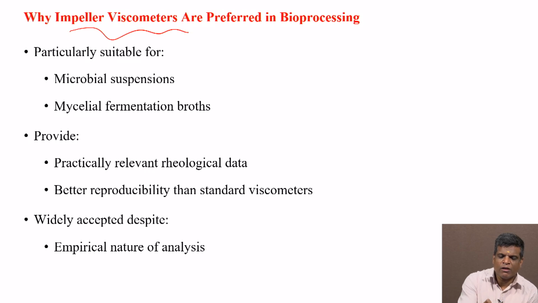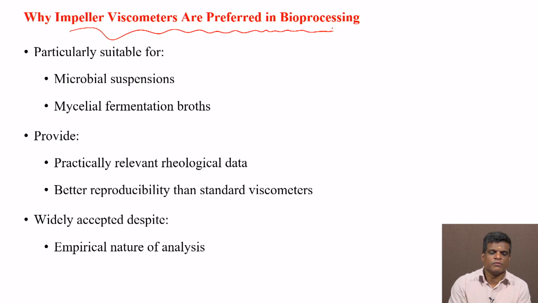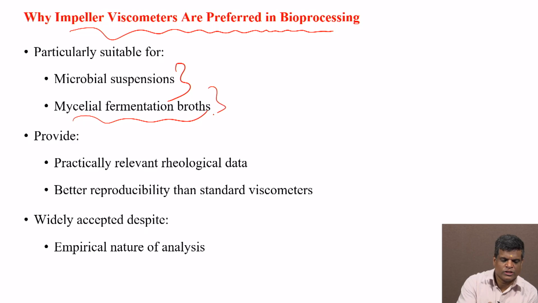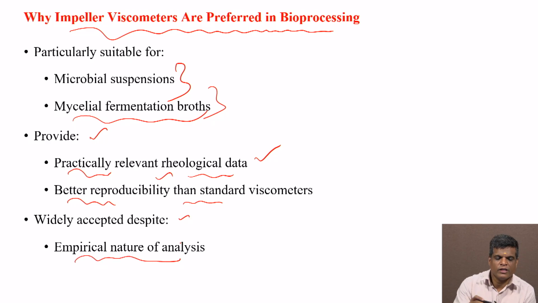Why are impeller viscometers preferred for bioprocessing? Because they are very suitable for microbial suspensions and mycelial fermentation broths. They provide practically relevant rheological data, and better reproducibility than the standard viscometer. They are widely accepted for the empirical nature of analysis when you use an impeller viscometer in bioprocessing. Thank you.